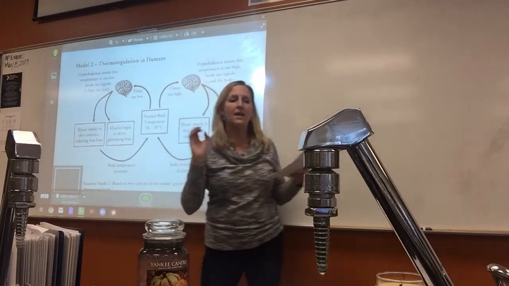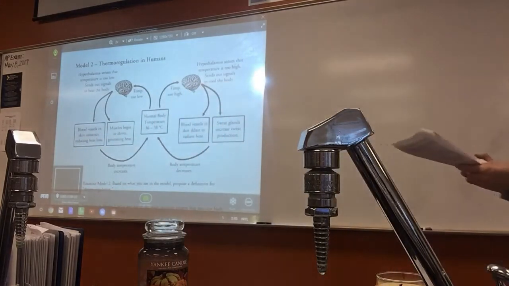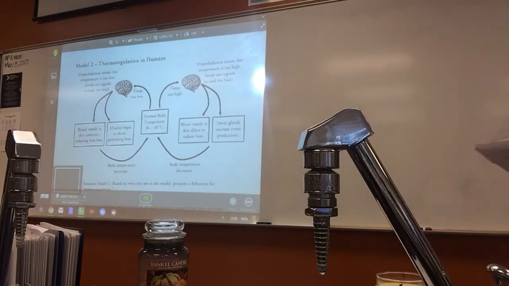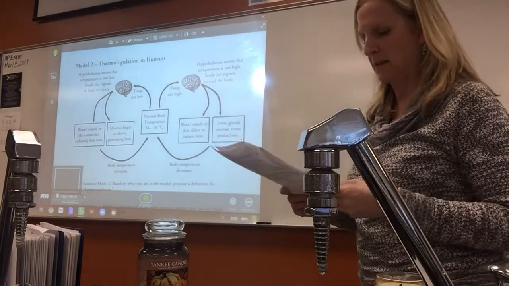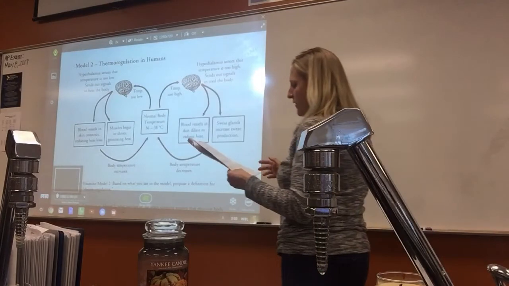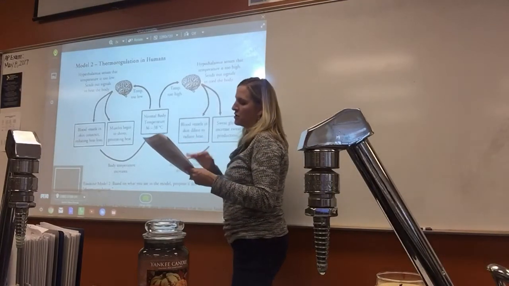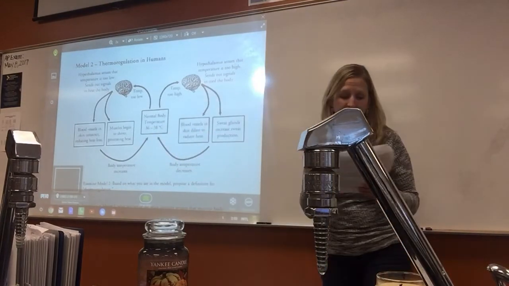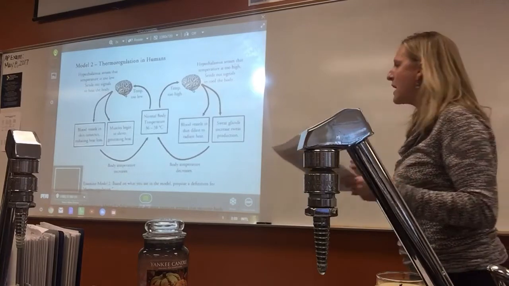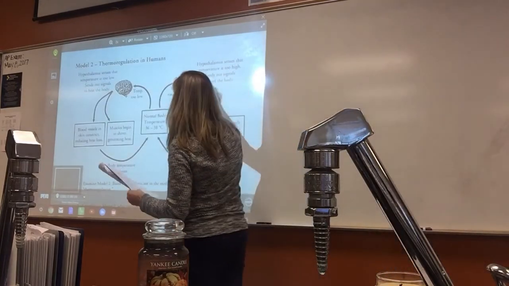So then for number 11, it asks you to look at just one side of this. It says, consider the feedback loop that cools the body when it's too warm. So we're just looking at the right-hand side of this. It asks you to identify the stimulus. The stimulus is the temperature being too high, so the increase in body temperature.